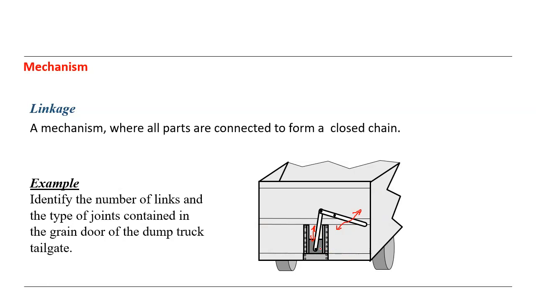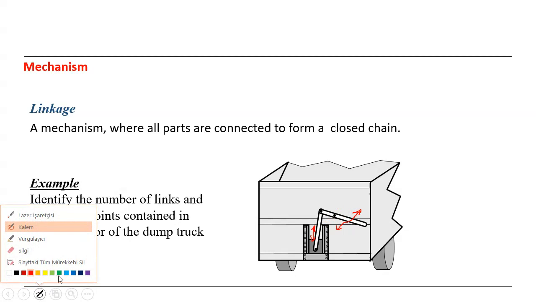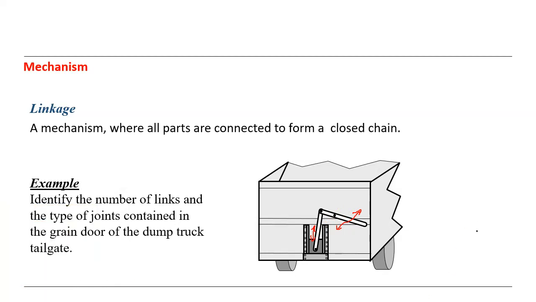So actually, the door opens the dump truck tailgate. So this is: identify the number of links and the type of joints contained in the grain door of the dump truck tailgate. Let's think about how we can identify it. So the mechanism, how can we identify it? For that, I am going to use another color.